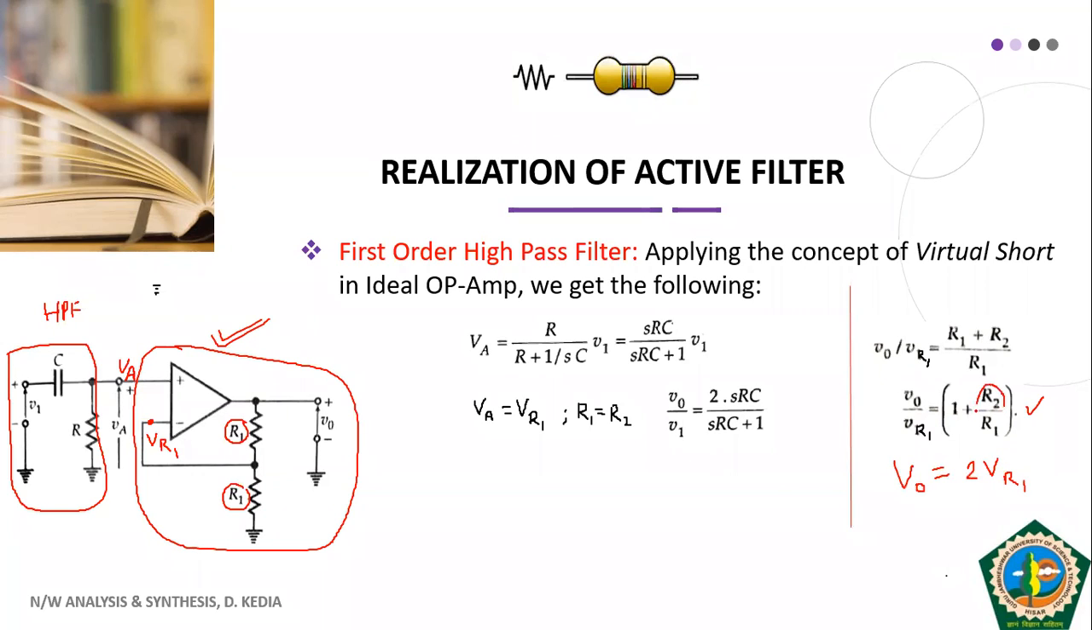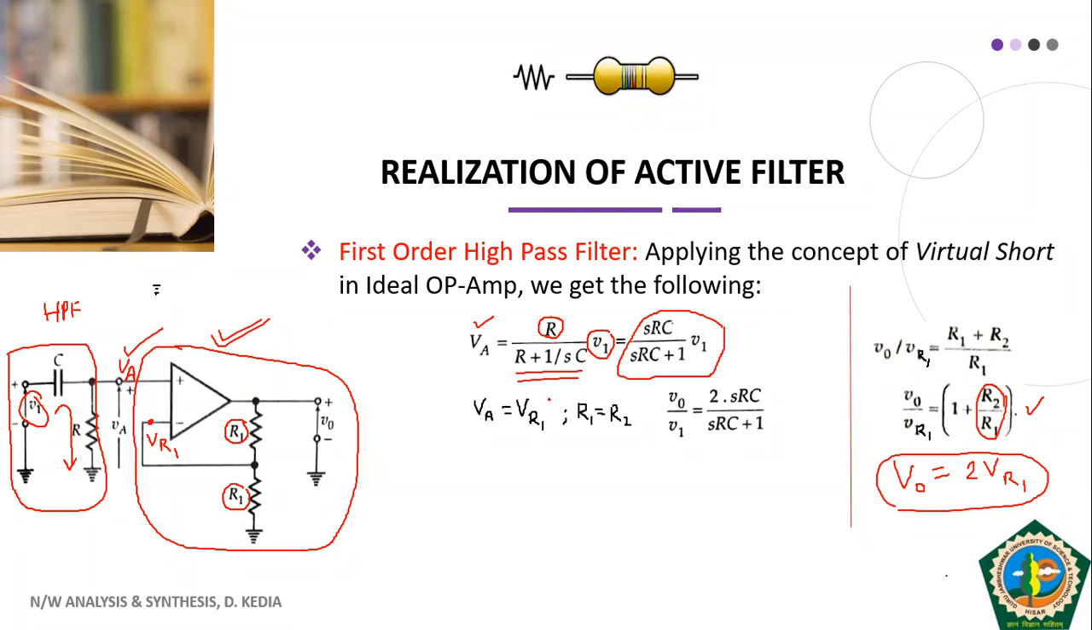Okay, this R2 by R1 will be 1, 1 plus 1, 2, and V naught equal to 2 VR1. This is what we get here. Okay, and if you look here, in order to obtain VA, we have input voltage V1. So we will again apply the voltage divider rule, and VA is the voltage across R. So VA equal to R divided by R plus 1 by CS into input voltage V1. We again applied voltage divider and we get VA equal to this one, SRC by SRC plus 1 into V1.